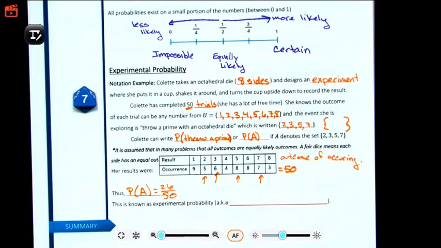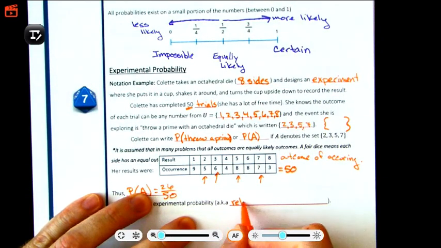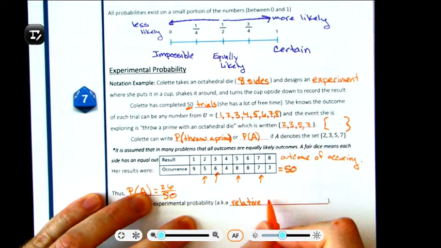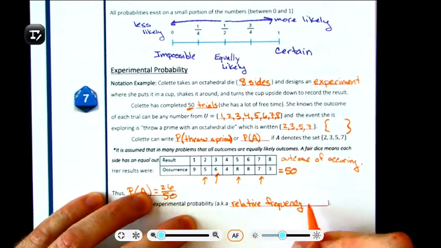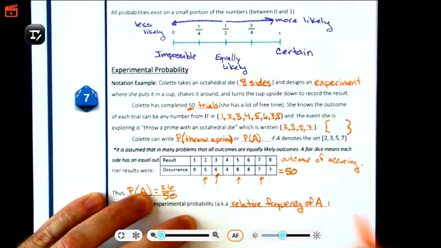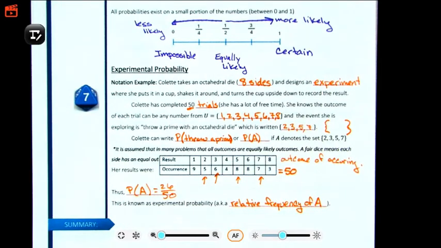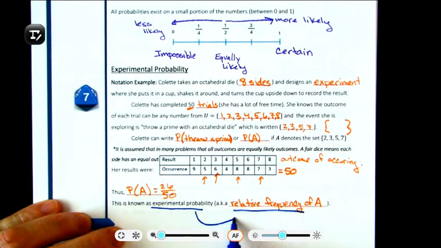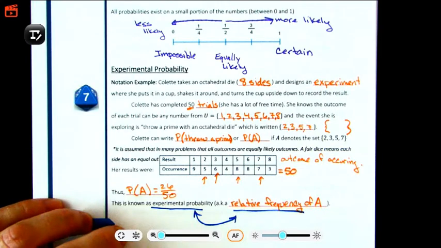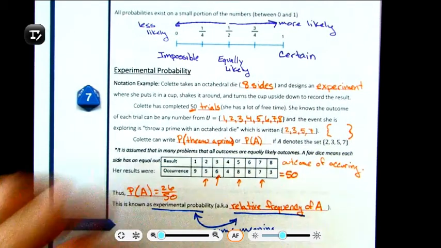Also, as they like to say, this is known as the relative frequency of A. That doesn't sound as nice as experimental probability, but you do need to know that essentially these mean the same thing. Later, you're going to want to go back and annotate these, so this is something that you might want to make a note of. Same meaning. Okay, we're almost done. Let's move on to the next page.